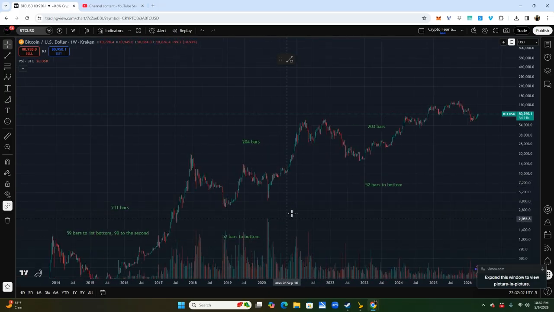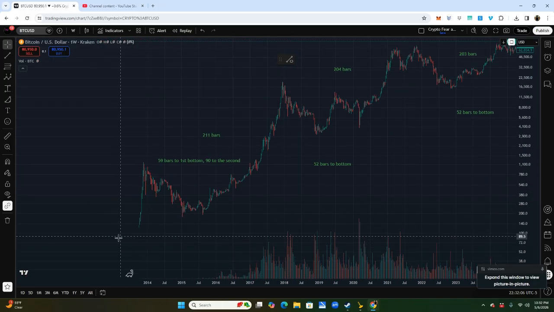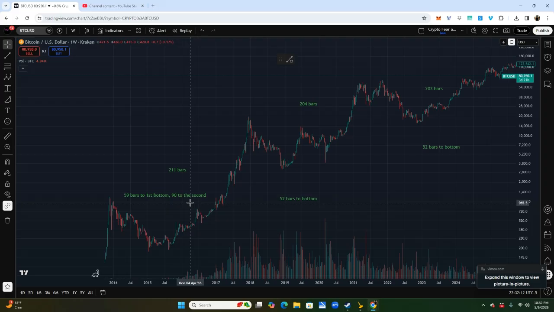So this is the last three cycles. The cycle before probably wouldn't work quite as well because it was really volatile back then. But you have roughly three different cycles that you can use to measure where the next bottom is going to be.